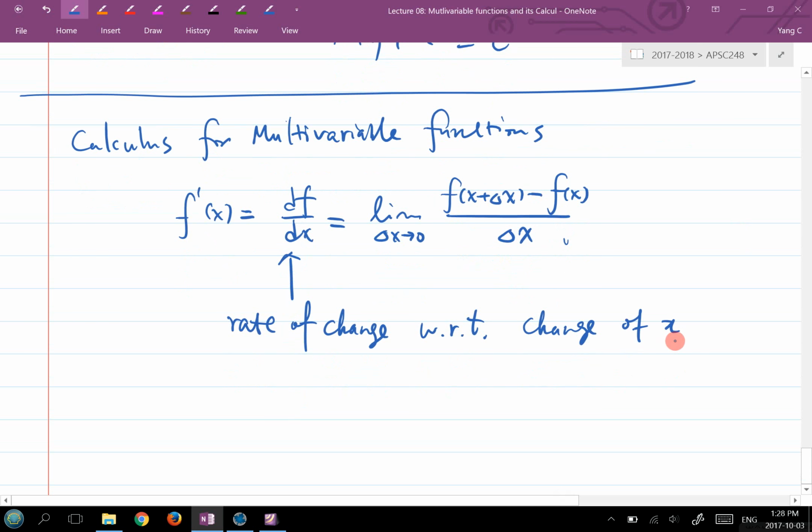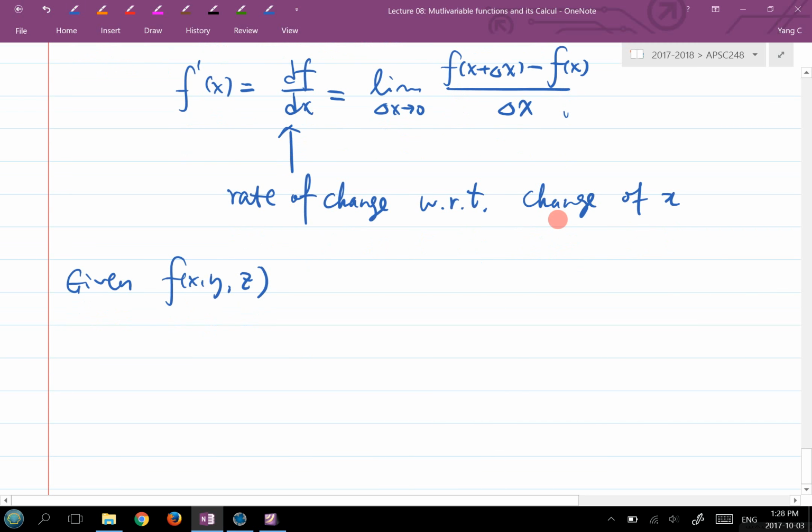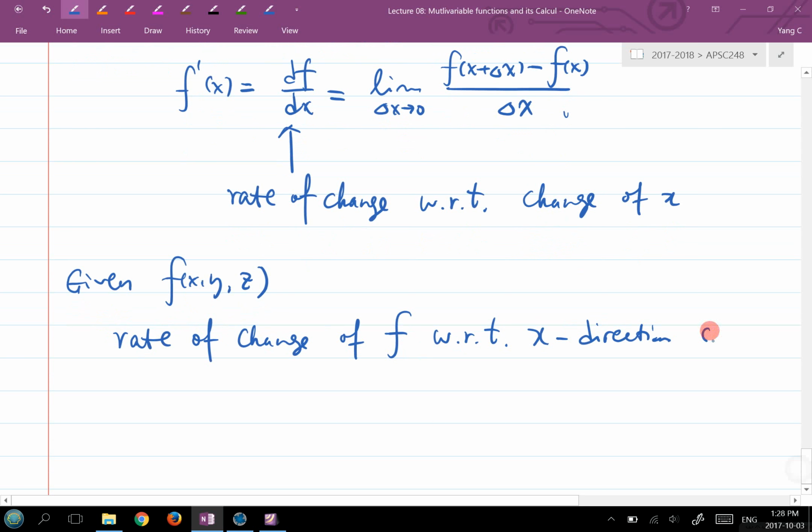Yeah, that's single variable. Now, for a function of 2 variables or 3 variables, multivariables, let's use a function of 3 variables as an example illustration here. So let's say I have a function of 3 variables here. Now, what we're going to try to derive here is the rate of change of this f with respect to x direction change. Okay, so all with respect to x.